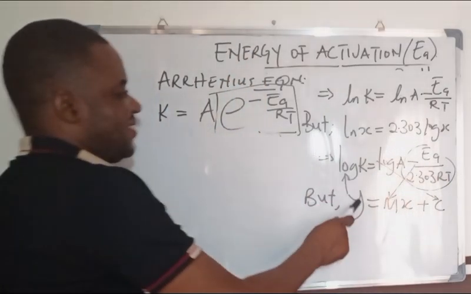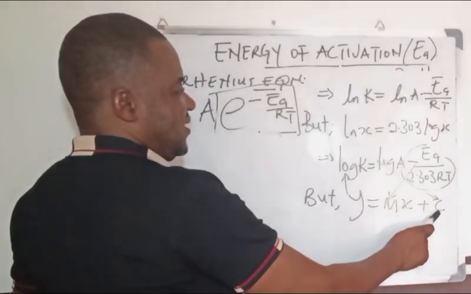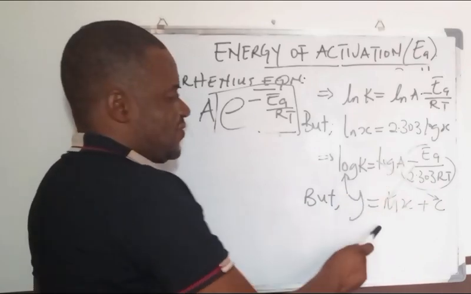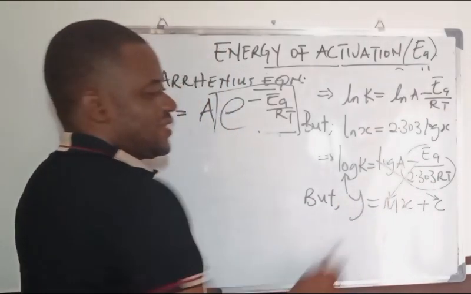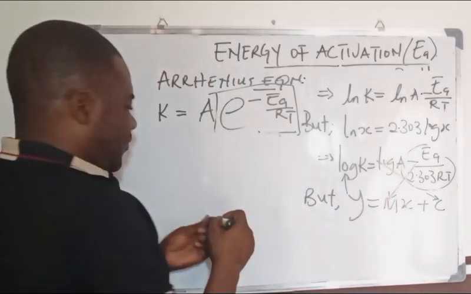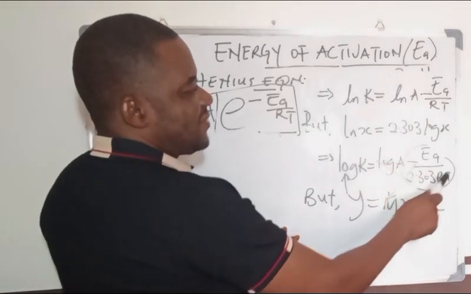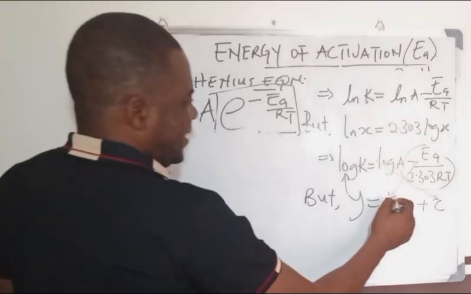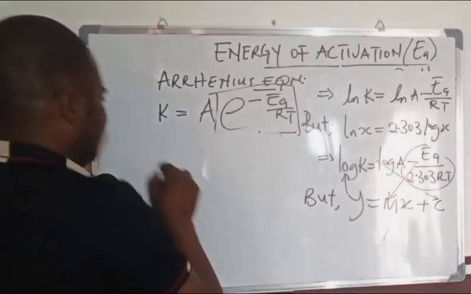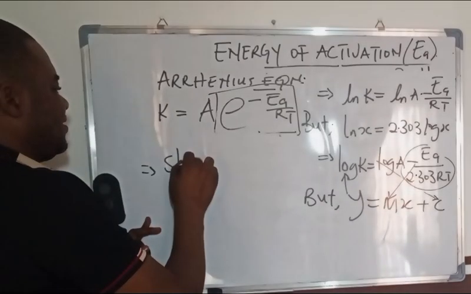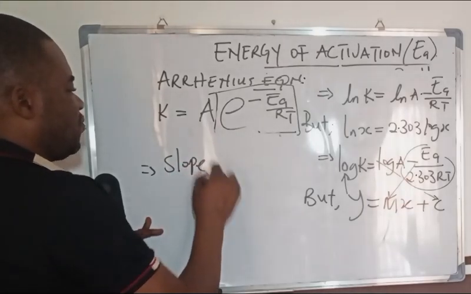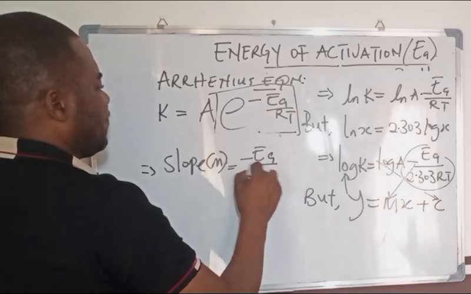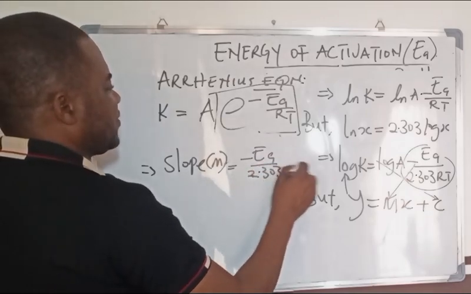Our y is the log k, our c is the intercept, and then there's a log A, which is the pre-exponential factor, and the whole of this value is this. But the plot was between log k and 1 over T, so this T can be removed. That means that we can simply say if this is the slope, this implies that the slope, which is m, will be equal to what? Minus EA all over 2.303 RT.